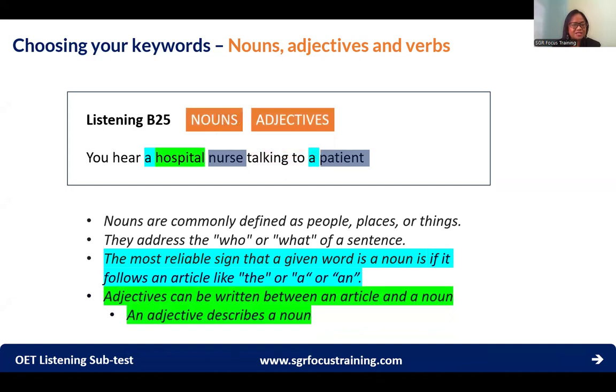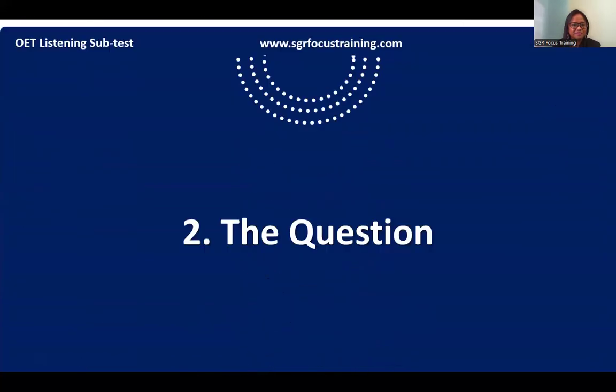Adjectives can be written between an article and a noun. An adjective describes a noun. Now we know that speaker one is a nurse that works in a hospital. This tells you that the patient is currently admitted in hospital. Now let's look at the question.